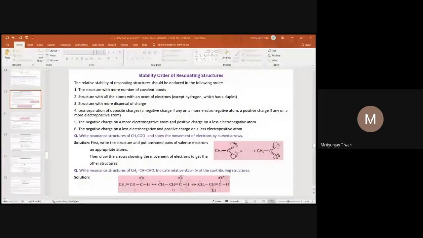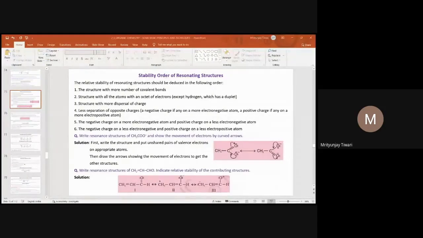So if the negative charge is there, it should ideally be on the more electronegative atom, because we know a more electronegative atom can hold a negative charge in a better way, because the effective nuclear charge is more, so the attraction of the nucleus towards this charge will be stronger.